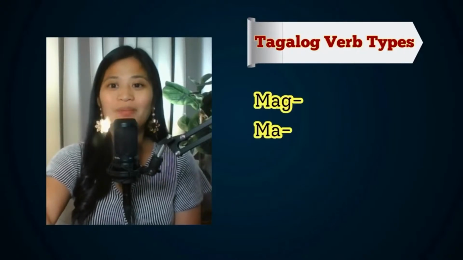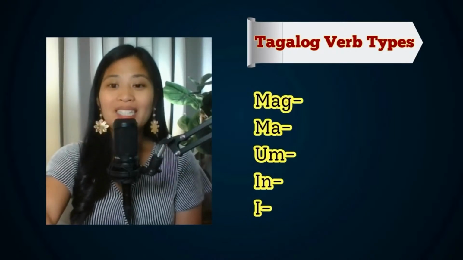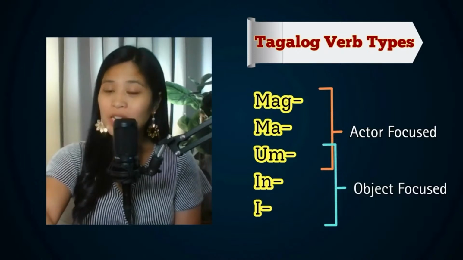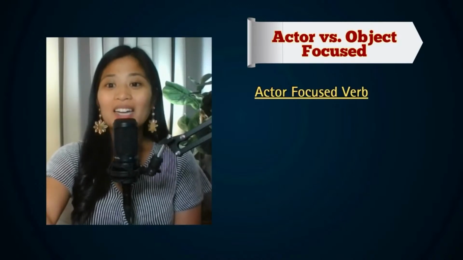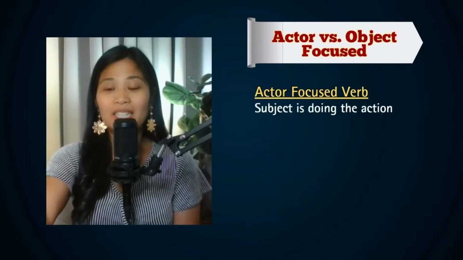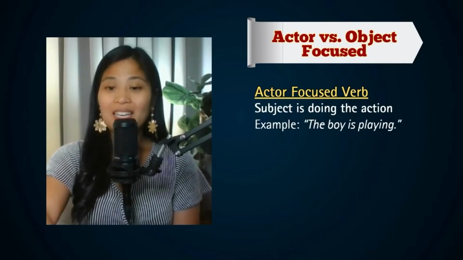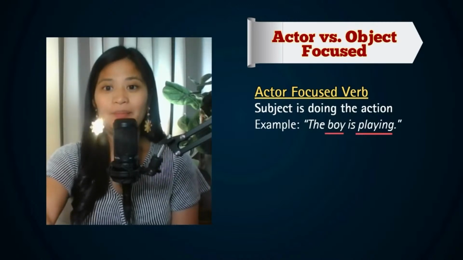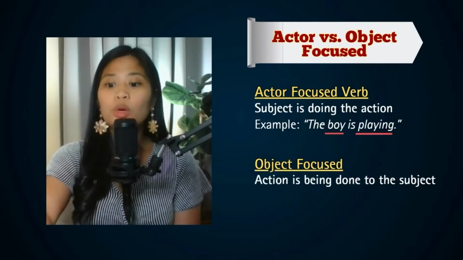Alrighty, so in Tagalog, there are 5 main types of verbs in Tagalog. Mag, ma, in, and e verbs. Now, what makes them different is that some verbs are actor-focused and some are object-focused and some are both. So what does that mean? An actor-focused verb means that the subject is doing the action. For example, the boy is playing. Here, the subject is the boy and he is doing the action. He is playing.